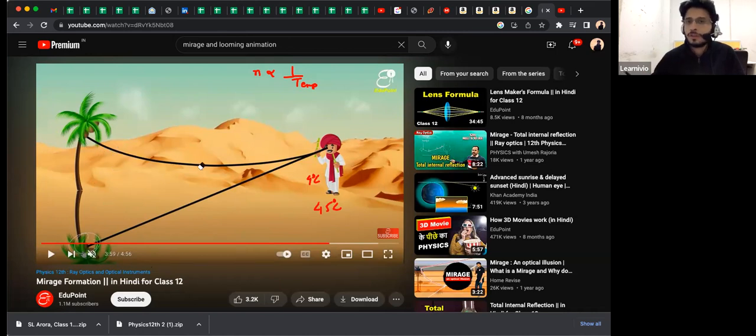So this optical illusion is known as mirage. Simple application of TIR. Is it clear? What is mirage exactly and how does it happen? Anshika, Nabil, Omar? Yes.